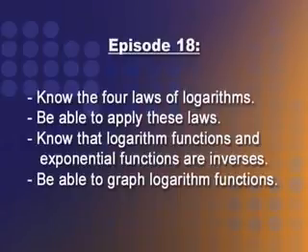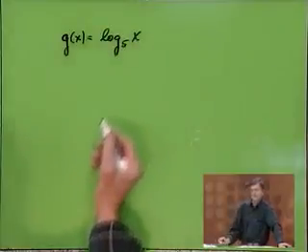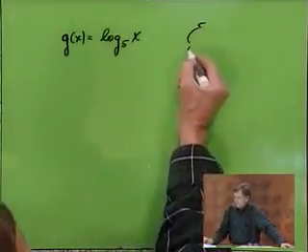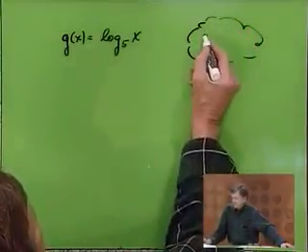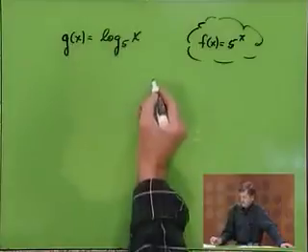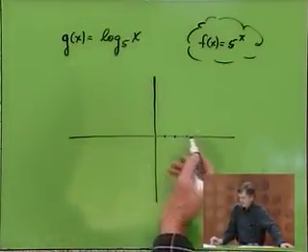Let's see, we just had g of x equals the log base 5 of x. And I want to be able to graph that. So what I'm going to do is keep in mind how I would graph its inverse function, 5 to the x. So let's sketch our graph right here.